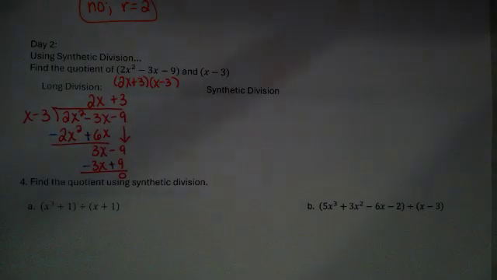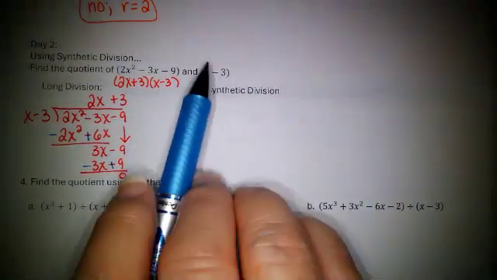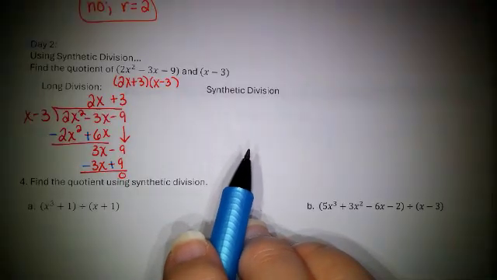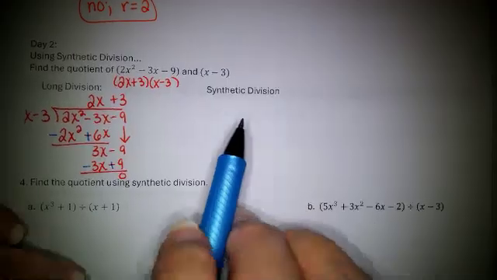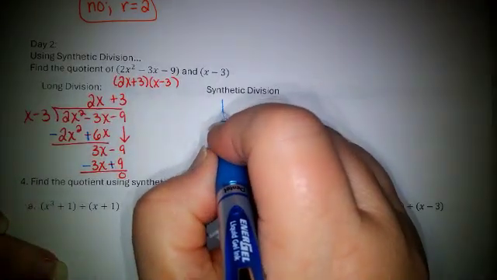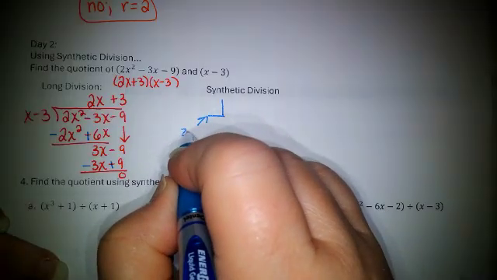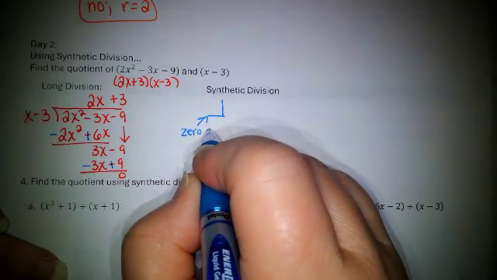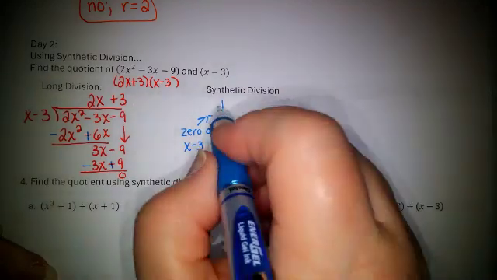Synthetic division is pretty amazing. In synthetic division, we only have to deal with the coefficients. We don't put any x's in it until we get to the final answer. So the first thing we're going to look for in this corner is the 0 of our factor. So what is the 0 of x minus 3? Well, it's 3.